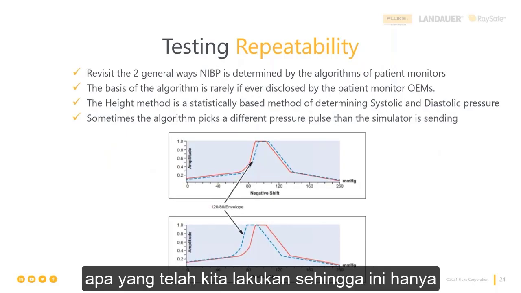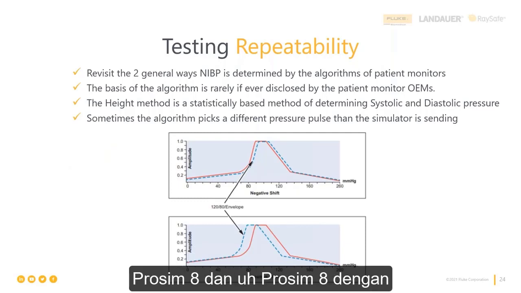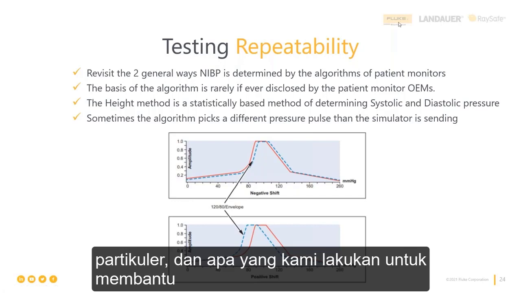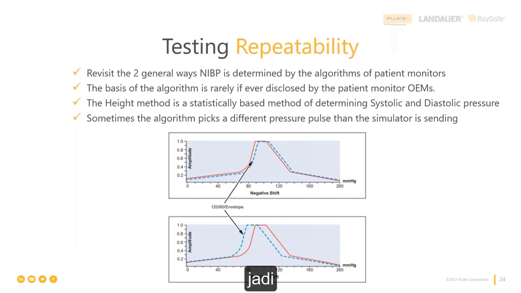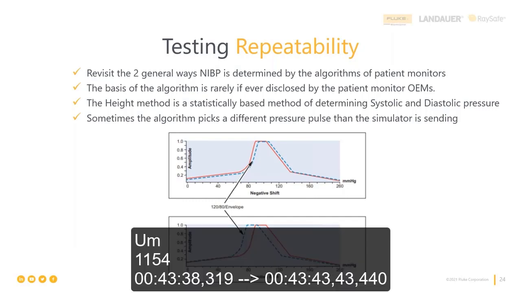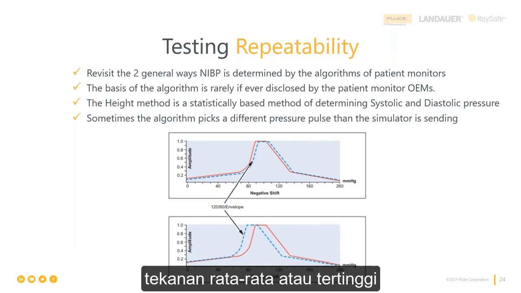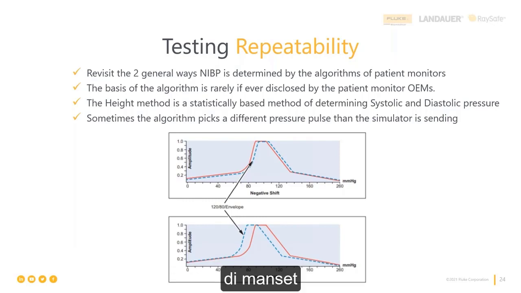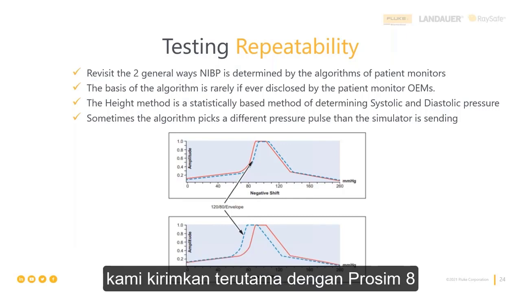So what have we done? So this is just talking about ProSim 8 in particular, okay? And what we did to help you always be able to get a good repeatability test. As I said, both methods, height or slope method, pick the mean or highest pressure in the cuff. And we need to help it sometimes find what is the proper one that we're sending, especially with ProSim 8.